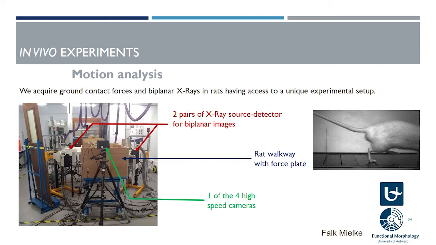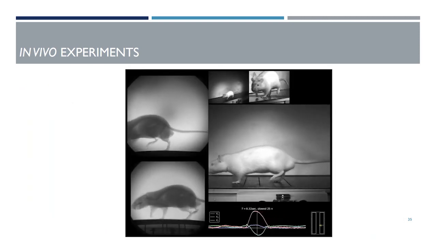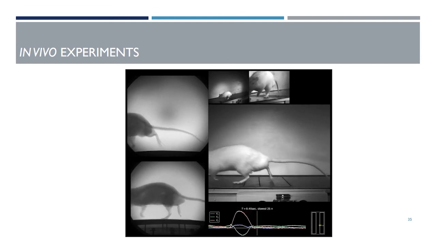We are acquiring high accuracy data on the rat locomotion using a dedicated biplanar X-ray setup to measure 3D knee kinematics and a force plate to document the interaction forces. This unique setup is available at the University of Antwerp. Here you see the unique acquisition of skeletal movement and ground reaction forces.